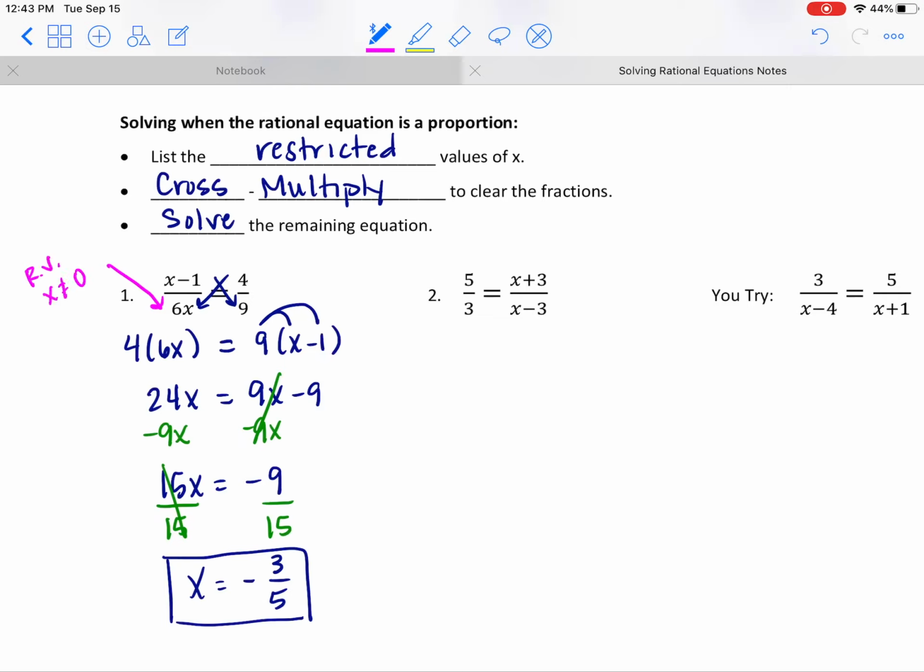X cannot equal 0 because 6 times 0 would put a 0 in the bottom of that fraction. So there's a restricted value of 0. This solution is not a restricted value, so it's a valid solution. So negative 3/5 we're good with.